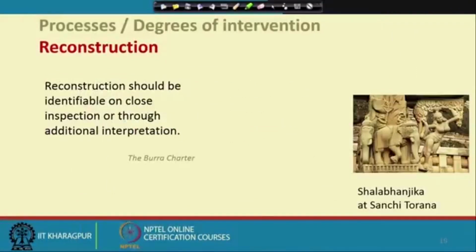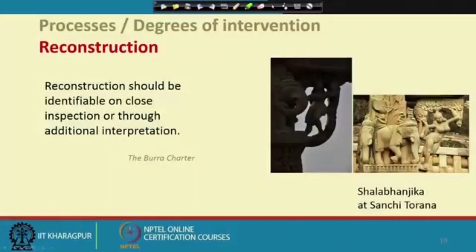I will bring this back again, because we are talking about decoration and when we should go for reconstruction. Again I am coming back to the Shalabhanjika of the Shachi Tarana. You see that in this case the structure is quite intact, it is a beautiful structure, these are part of the Taranas, but in some of these sculptures, parts were damaged.